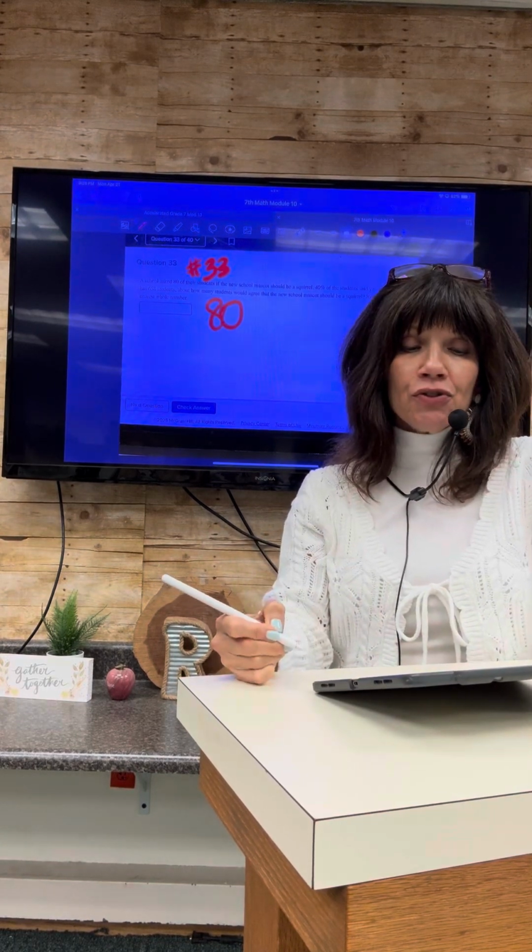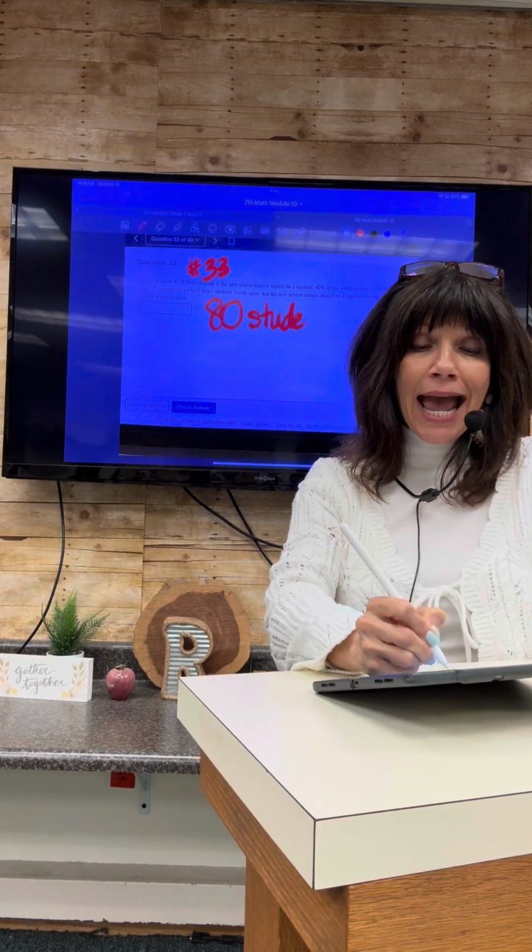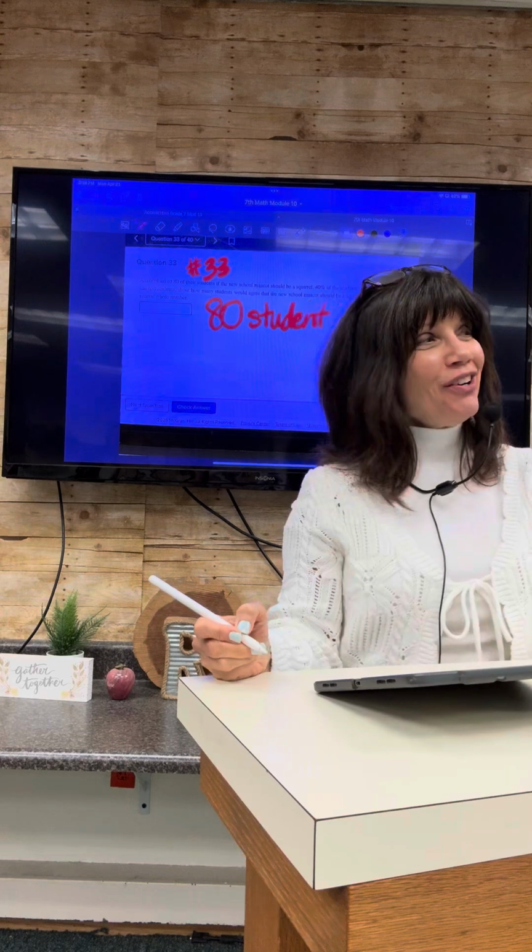Number 33, everybody has already written on their paper. A school asked 80 of their students, please write 80 of their students, if the new school mascot should be a squirrel. I don't know, a squirrel?